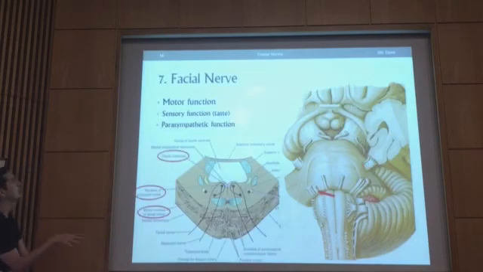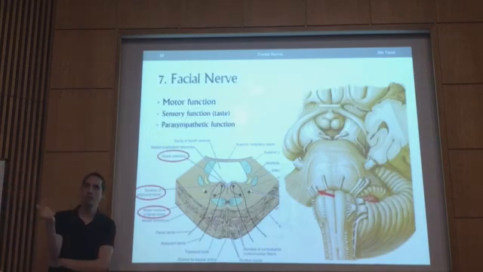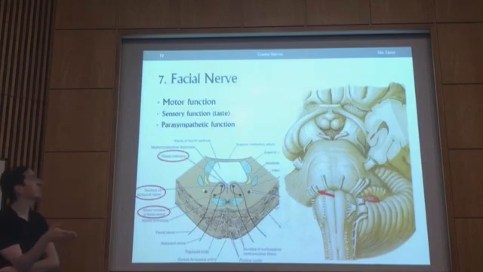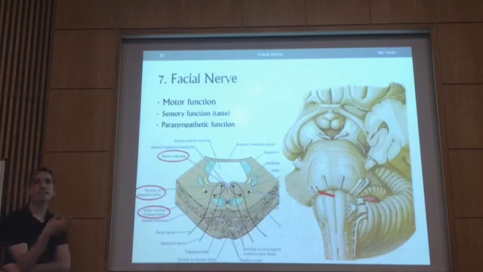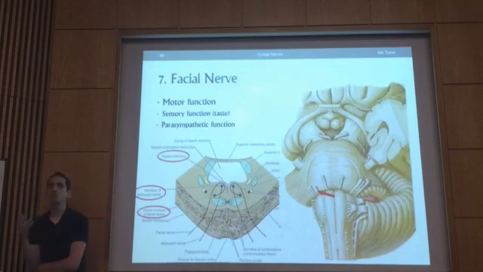Excellent. So let's move to the seventh cranial nerve. So we did 1, 2, 3, 4, 6, went back to 5. Now we're going according to order to the seventh nerve. So the seventh cranial nerve is the facial nerve. The facial nerve is mainly motor. This is the nerve that is involved in moving our facial muscles.